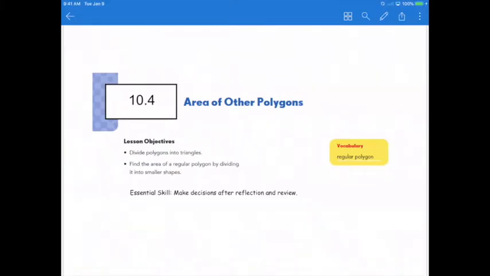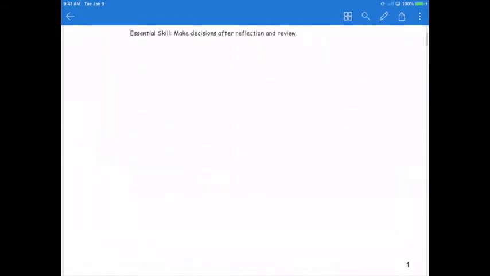Okay, boys and girls. Today what we're going to do is continue our lesson with 10.4. We're going to talk a little bit more about regular polygons. Just a refresher, a regular polygon means that the polygon has all sides equal and so are all angles.